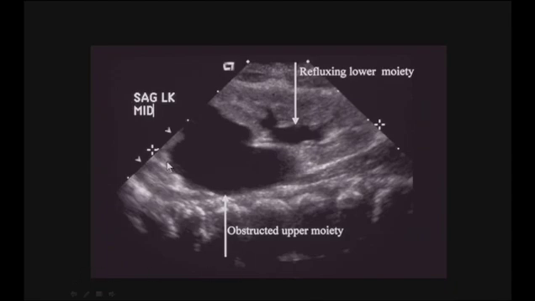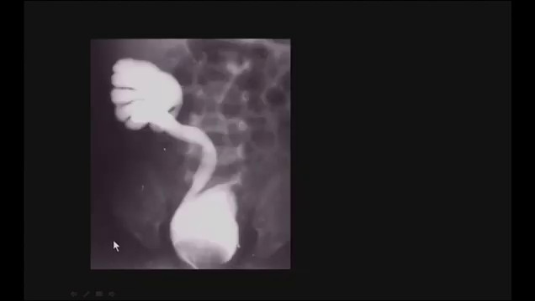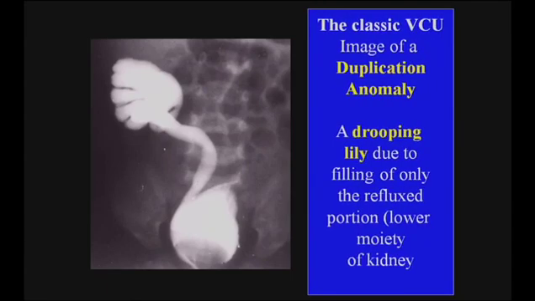So this is an example of a longitudinal image of a kidney. Lower pole of the kidney is seen here. There is dilation of the renal pelvis with some calyceal dilatation due to reflux, but the larger cystic area in the upper portion of the kidney is the obstructed upper pole moiety. If a VCU was performed, one might see filling of a ureter and filling of calyces, but not a complete group of calyces. So we're missing some calyces in the superior portion of this kidney because that portion is obstructed, and we're only filling the lower moiety, and this has often been likened to a drooping lily. So the classic VCU image of a duplication anomaly is seen to your left, and a drooping lily is due to filling of only the reflux portion, the lower moiety of the kidney.